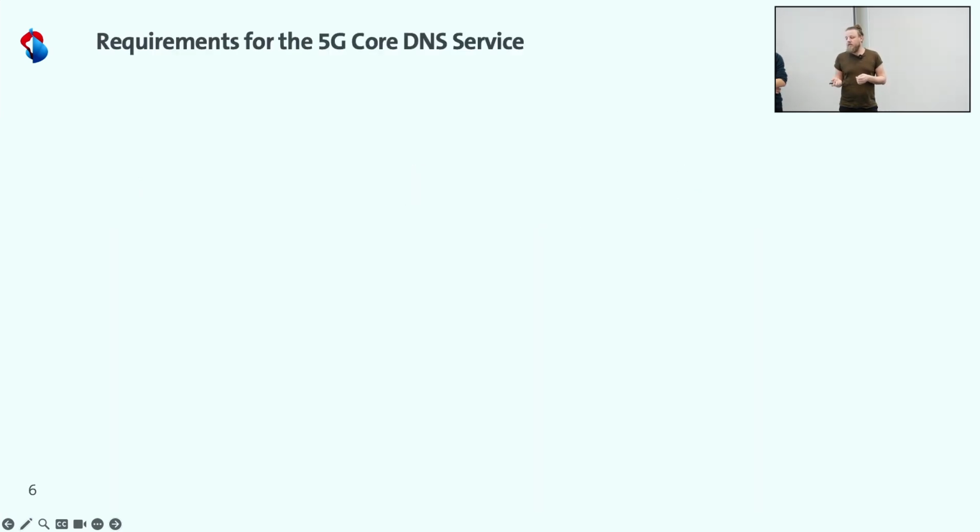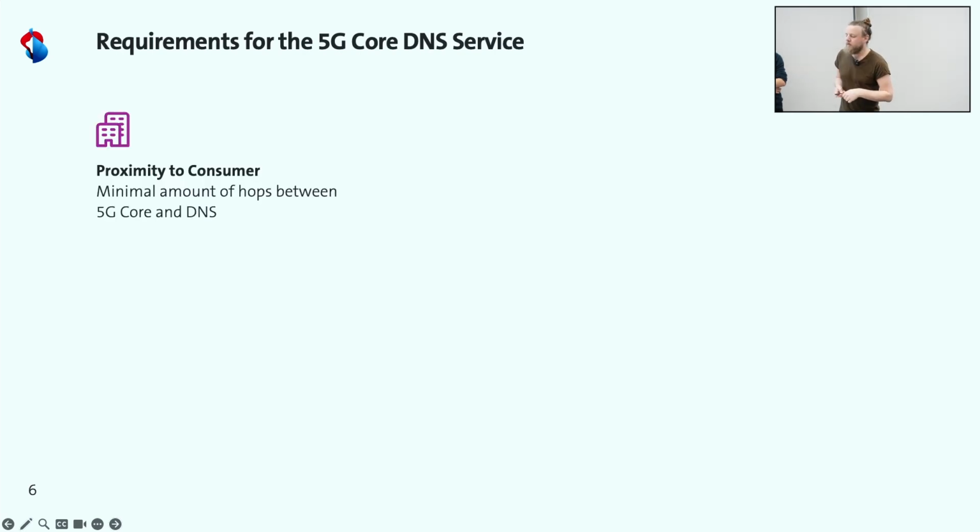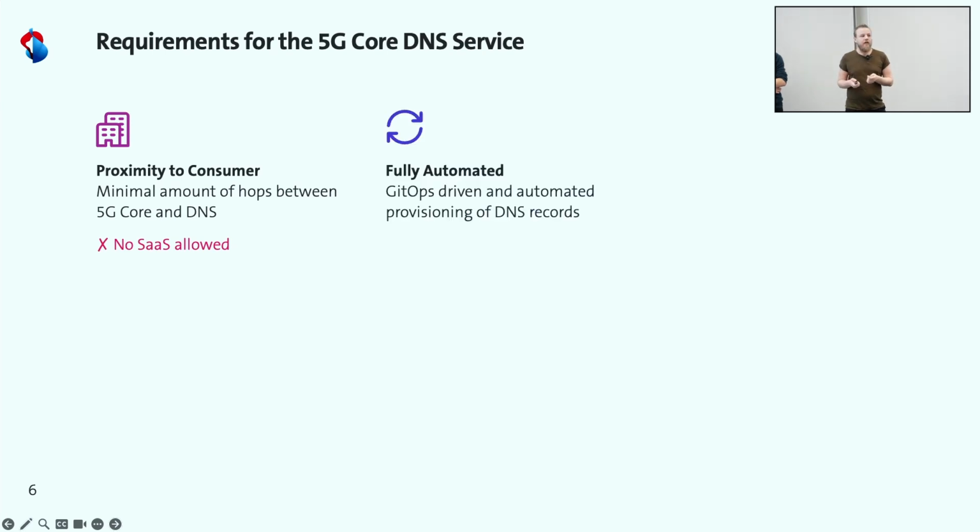So this leads us to a few requirements. We've identified 6 different requirements for this specific DNS service. First one is proximity to the consumer. So we cannot have a SaaS offering like Route 53 or something because it's too far away. Then the second one is it needs to be fully automated. So we cannot have manual interaction. We cannot have someone click in a UI. So that's not what we want, right?